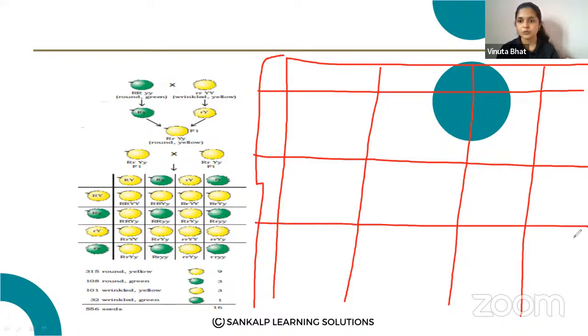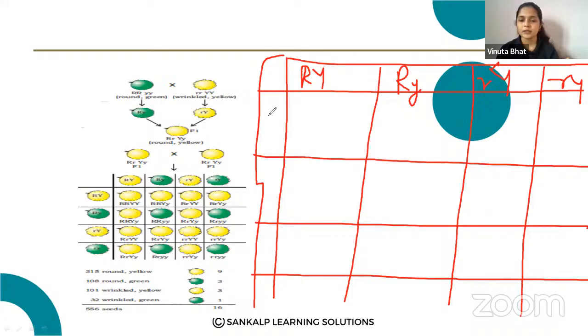1, 2, 3, 4. Okay, so here the gametes are produced in the crossing between the round yellow seeds. They are capital R, capital Y, capital R, small y, small r, capital Y, and small r, small y. And here also in this section you should write capital R, capital Y, capital R, small y, small r, capital Y, small r, small y.